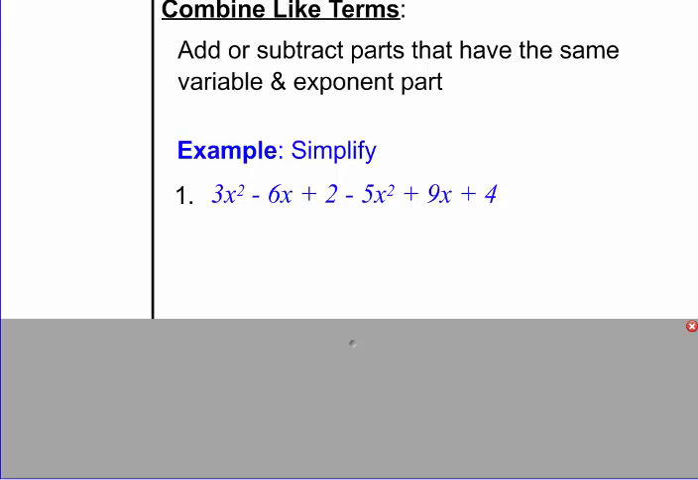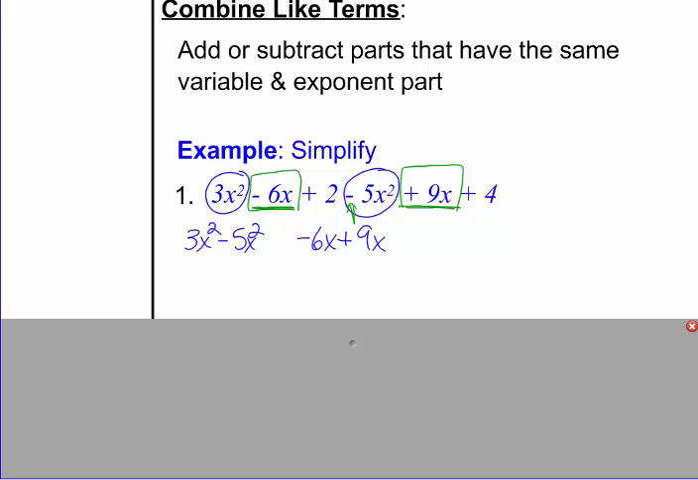So when we combine, we're going to combine all the x squared parts, and make sure you always keep that sign in front of the number. It's always the sign in front. So you have 3x squared minus 5x squared. Then we're going to do the x's. So it's a minus 6x and a plus 9x. So minus 6x plus 9x. And then we do the plus 2 and the plus 4. So it's a positive 2 and a positive 4. And now we can combine.